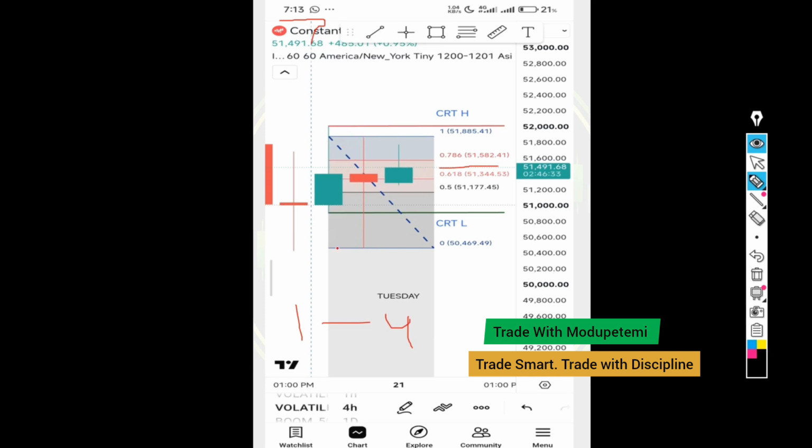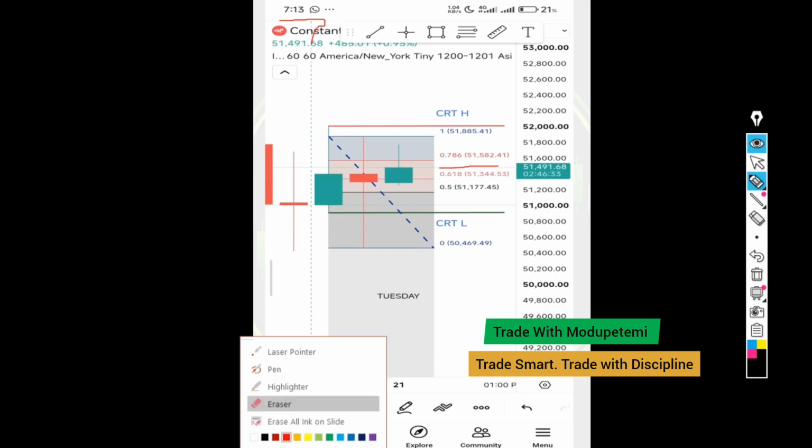Another thing you need to take into consideration is the psychology behind every candlestick, your open, high, low, and close. In determining your CRT candle, we don't just use random candles. Those are the things we consider in framing our CRT candle.